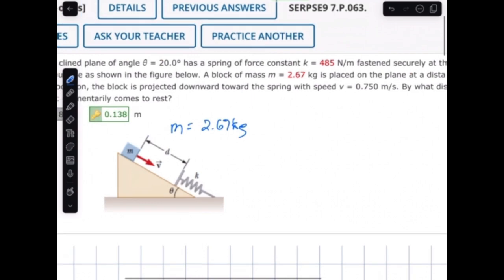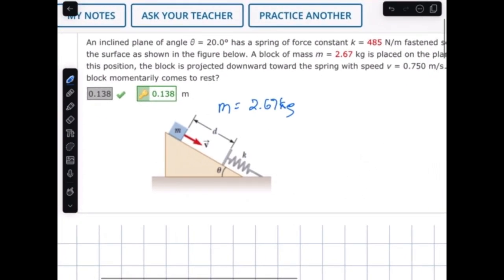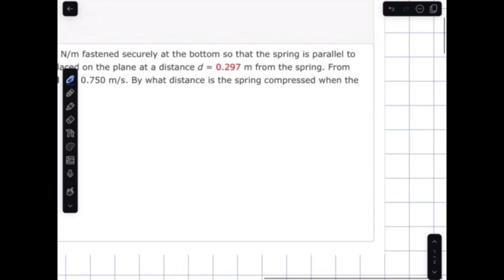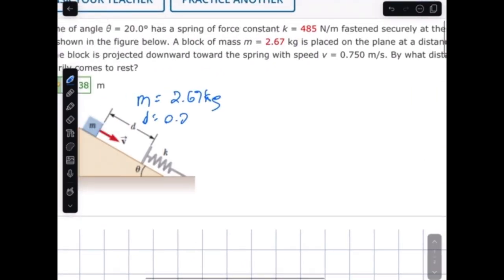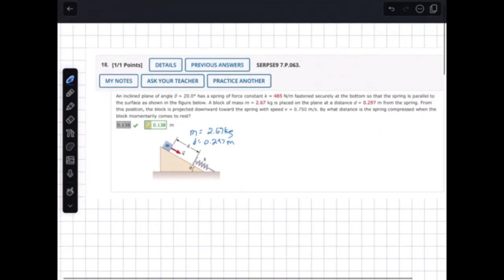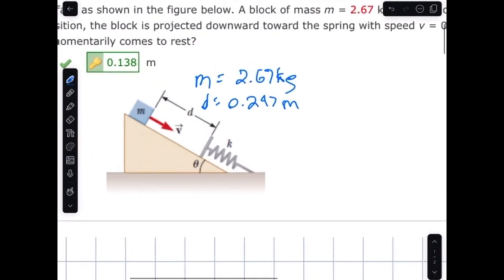We know the distance from the spring at the position shown. The distance here is D equals 0.297 meters. What we're looking for is the distance the spring is compressed, around here. We'll call this x, delta x, I guess.